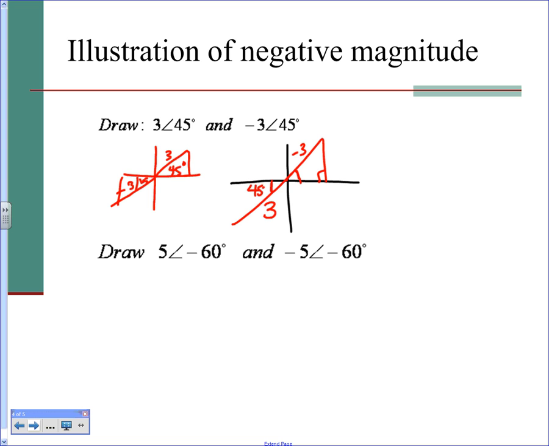It's like saying I'm going to go negative 10 miles west. Instead of going negative 10 miles west, what is that the same thing as? It's the same thing as going 10 miles this direction. And that's what these pictures are showing. Does that make sense? Okay, let's try another one.